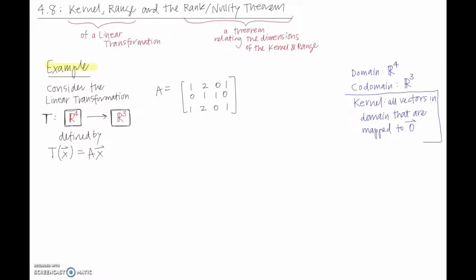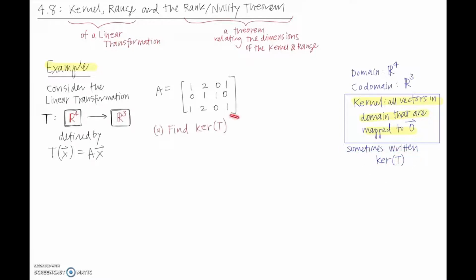So this is true for any linear transformation. It doesn't have to be this particular one. The kernel is going to be defined as all the vectors in the domain that are mapped to the 0 vector through the transformation. And this is sometimes written ker(T), so the kernel of your transformation.